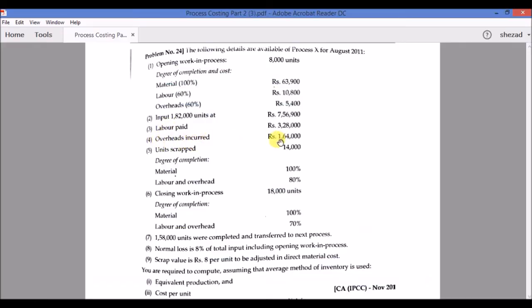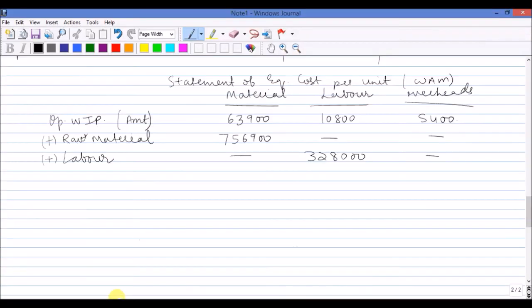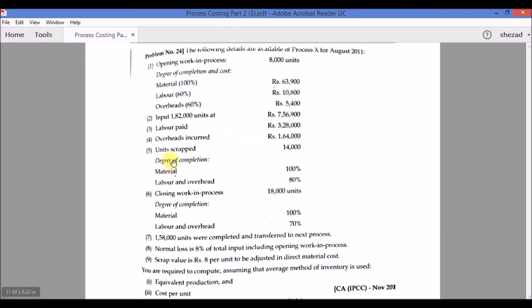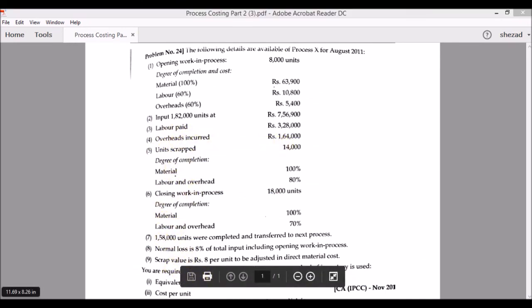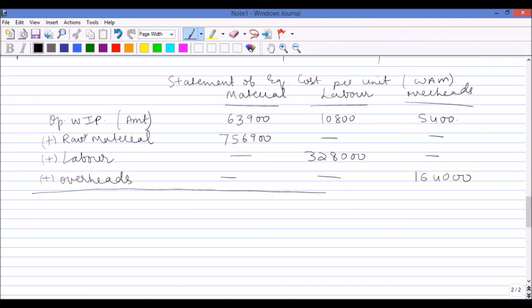And there are overheads of 1,64,000. Okay, then anything else? Okay, nothing. Then one thing we need to do is, first we are going to add all these things.